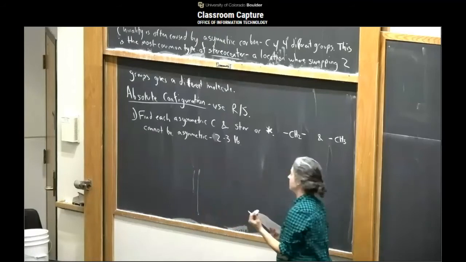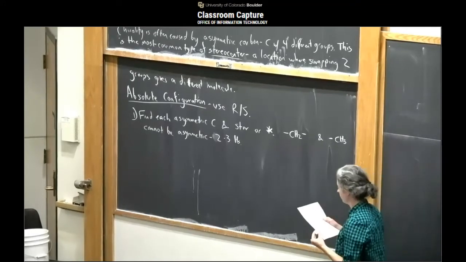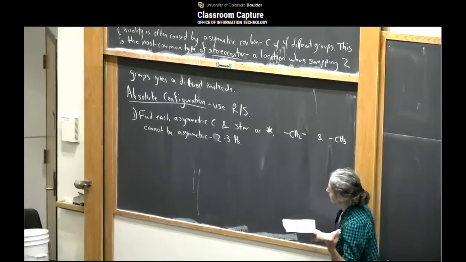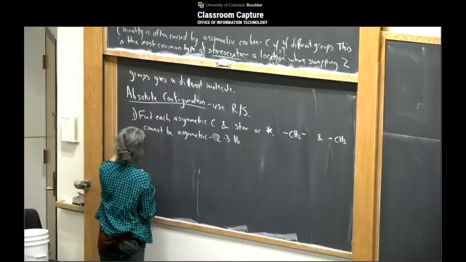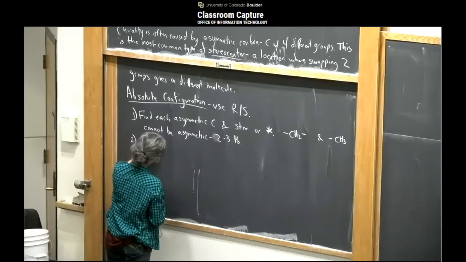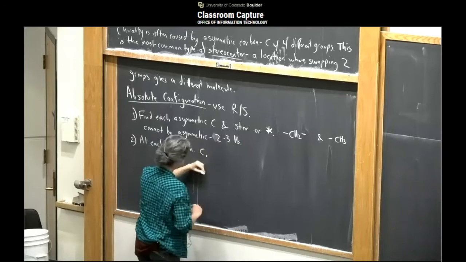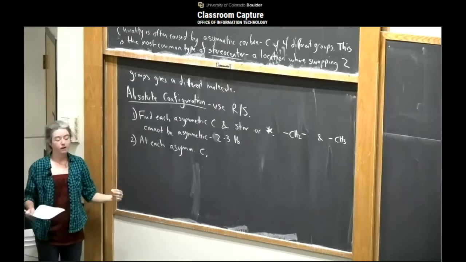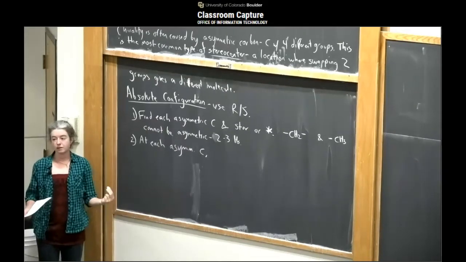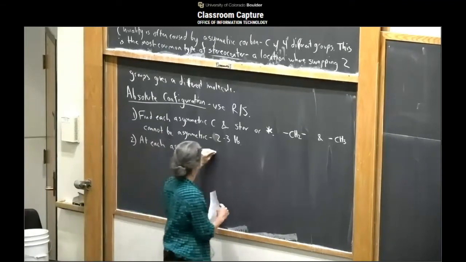So they have 2 to 3 H's each, which means multiple copies of the same group, which means they can't have 4 different groups. Okay. So then for each asymmetric carbon, what we're going to do is assign priorities to the 4 groups coming off of it, the same as we did when we were assigning priorities for E and Z alkenes.